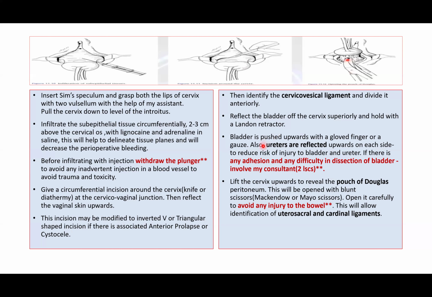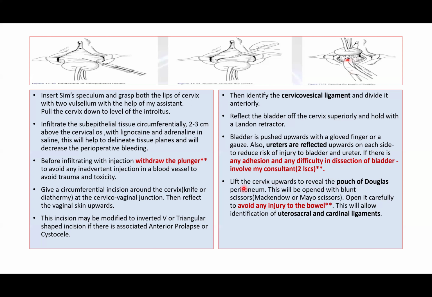Now here you have to talk about the risk of injury to the bladder and ureter, so the bladder has to be pushed upwards with a gloved finger or a gauze. Ureters are reflected upwards on each side to reduce the risk of injury to bladder and ureter. Now, if the patient has had two cesarean sections, we have to be very careful here. If there is any adhesion and any difficulty in dissection of the bladder, then I have to involve my consultant. After that, we will reach the pouch of Douglas.